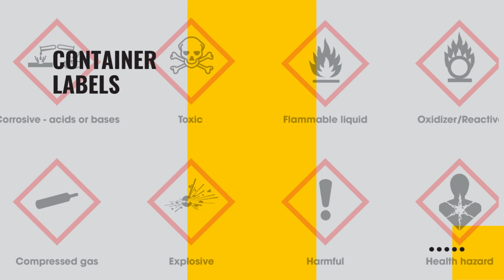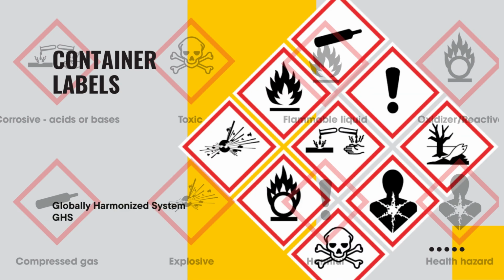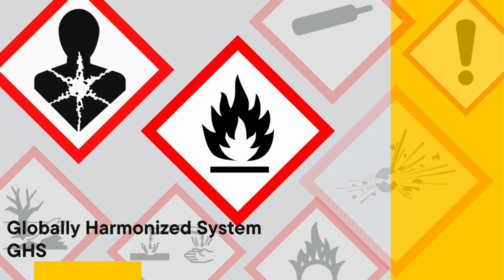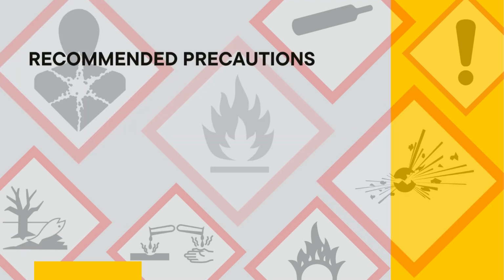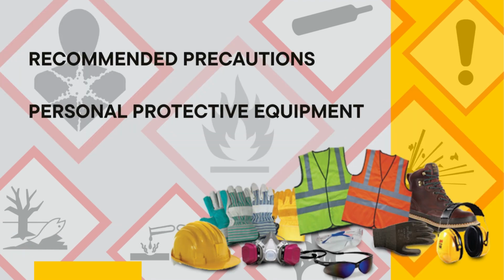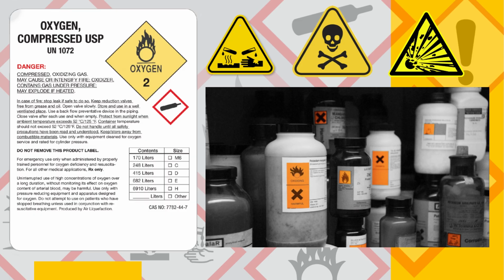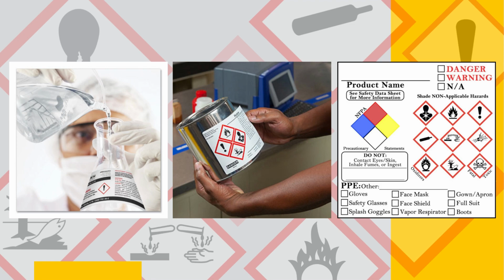Next, we have container labels. Thanks to something called the Globally Harmonized System of Classification and Labeling of Chemicals, labels now follow a consistent format, making it easier to understand the chemical's potential health, fire, and reactivity risks, along with recommended precautions and necessary personal protective equipment. Keep in mind that older containers may still have different label formats. Regardless of the label type, always read them carefully before using any chemical. And when transferring a chemical to another container, be sure to label it correctly.